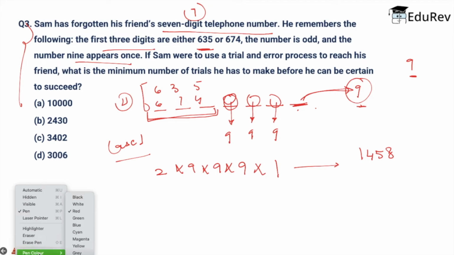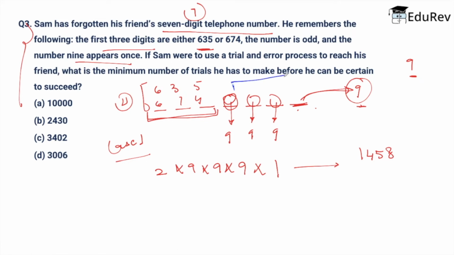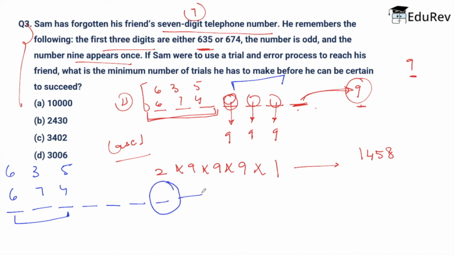Now we will also consider the case when the number 9 is either on the 4th place or 5th place or 6th place. Similarly, I'm going to draw the number again. So either 6, 7, 4 can occur here or 6, 3, 5 can occur here. So that means there are 2 ways to fill these 3 places. Now on the last place, 9 cannot happen. If 9 cannot happen on the last place, then there are only 4 ways to fill the last place, correct?